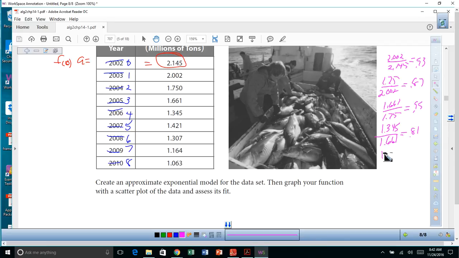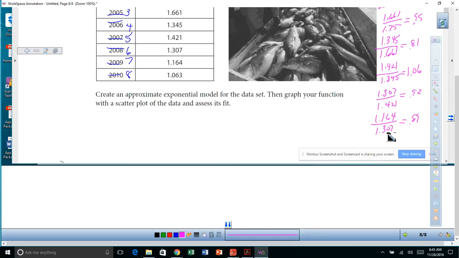And then let's see, 1.421 over 1.345, and that's going to give me 1.06. Let's see, 1.307 over 1.421, and that's going to give me 0.92. And then 1.164 over 1.307, and that's going to give me 0.89. And then I'm going to have 1.063 over 1.164, and that's going to give me 0.91.